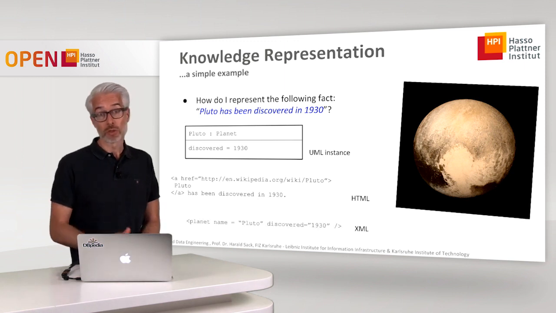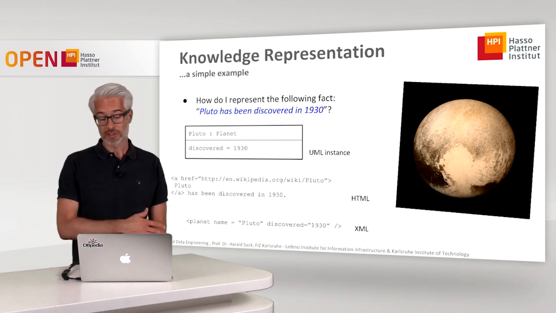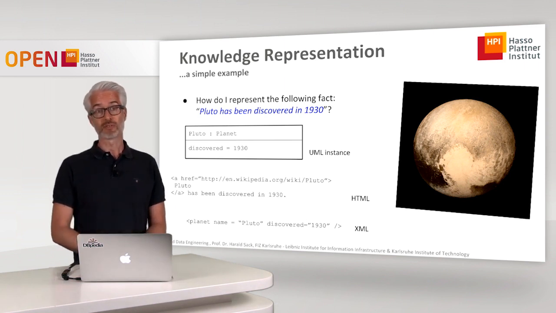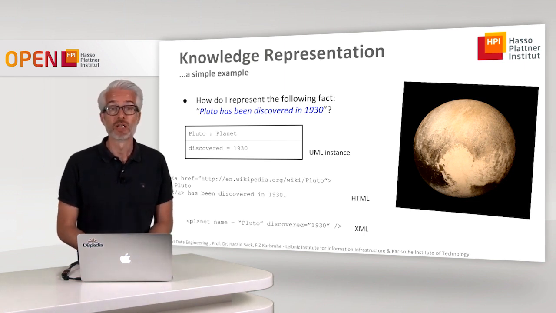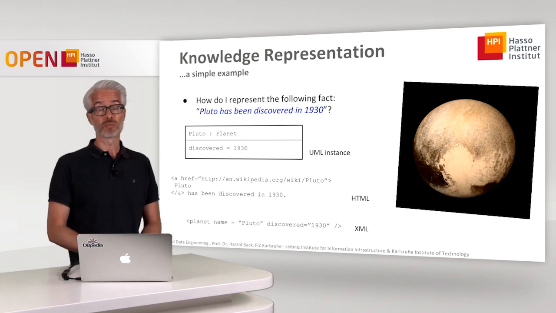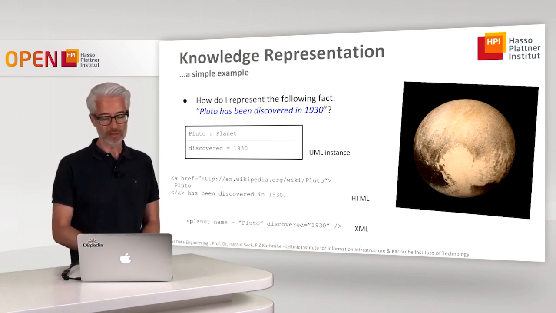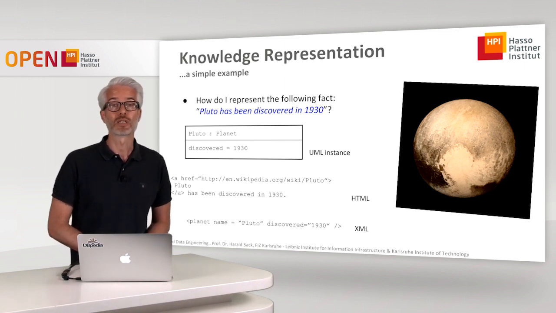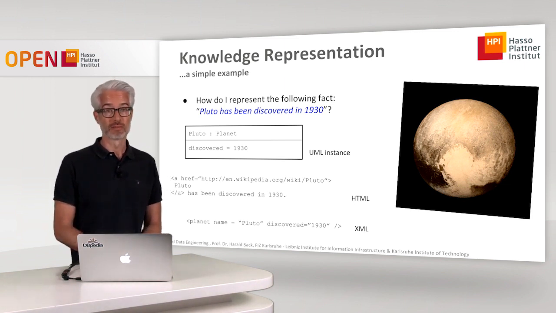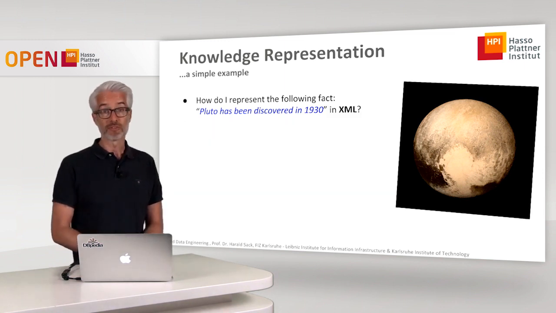What else? Try it in XML, which is the extensible markup language. There you have several possibilities to express the fact. One of them is here. You define planet and you give it two properties. You have an attribute name, which has the value Pluto, and you have an attribute discovered, which has the value 1930. And you mean by that that Pluto has been discovered in 1930 and Pluto is a planet. Quite nice. But even in XML you have several possibilities to express exactly this same fact.